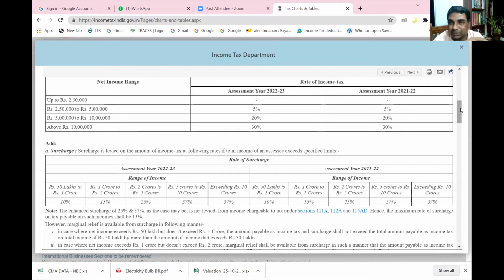Now you already know there is a surcharge also applicable. Surcharge means tax on tax. First you will compute tax. In addition to that, one additional tax. On that tax, further tax will be levied, that is called surcharge.